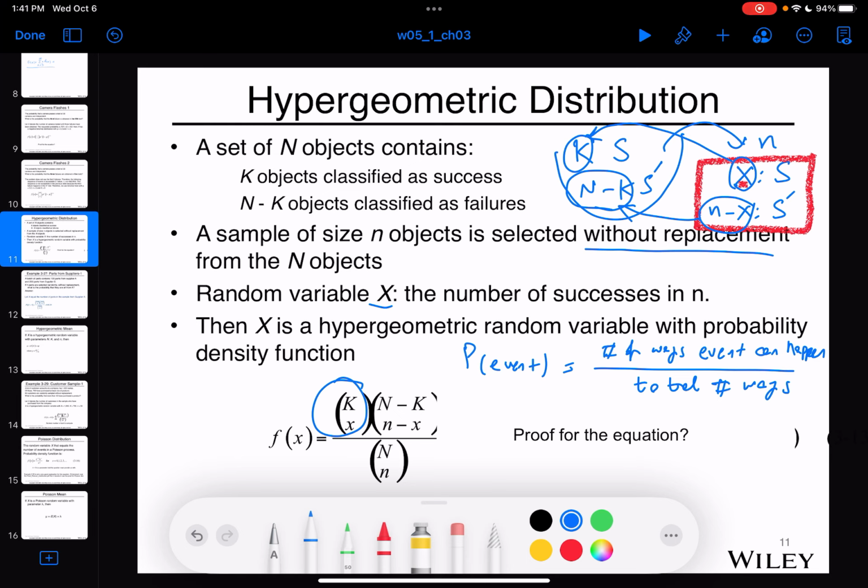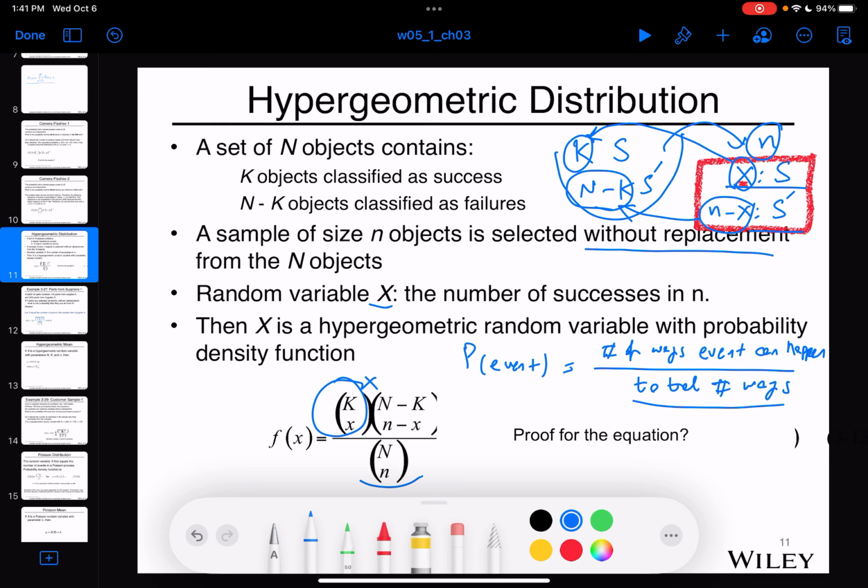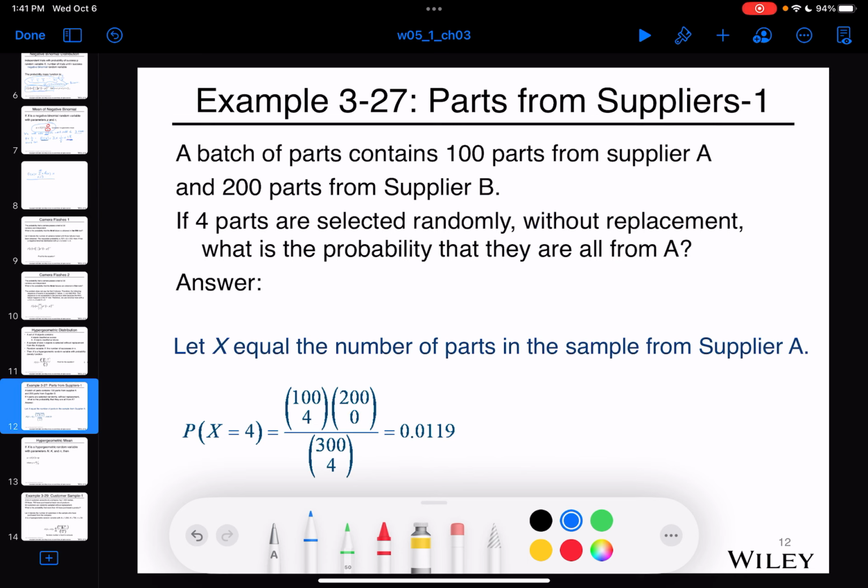And to select N objects, I have to select both successes and failures. I have to do these 2. Because of that, I multiply, because it's AND, right? And here, we write down the total number of ways that I can select N objects from capital N objects, and that's combinations of N out of capital N. So this is a relatively easy distribution. We don't really need the equation. So let's look at an example. It will make more sense.